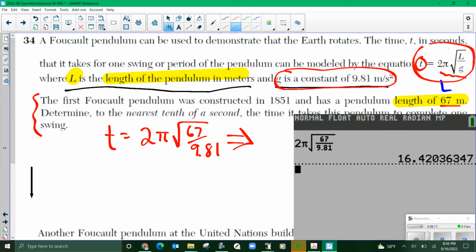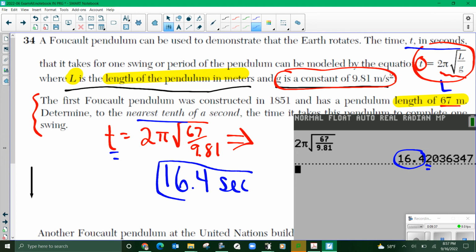Nearest tenth. Tenth, my friends, is one decimal place. 16.4. That 4 will stay a 4 because the number 2 is after it. 16.4, and let's label it. We're solving for time, and time is in seconds up here. There we go. That's not too bad.